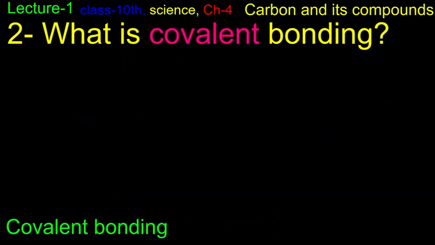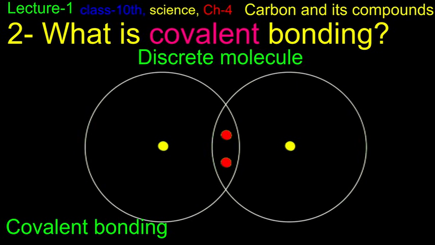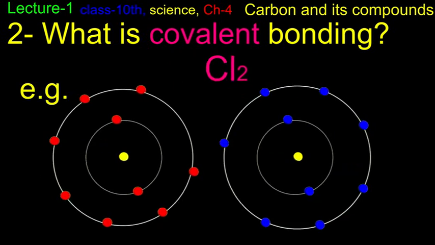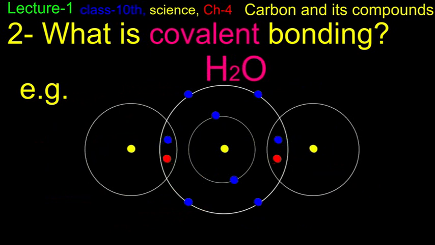Means in covalent bonding, complete transfer of electrons does not take place. Covalently bonded atoms form discrete molecules. A number of elements have covalent bonding. All multi-atomic discrete molecules have atoms covalently bonded, for example, H2, O2, Cl2, H2O and CO2.